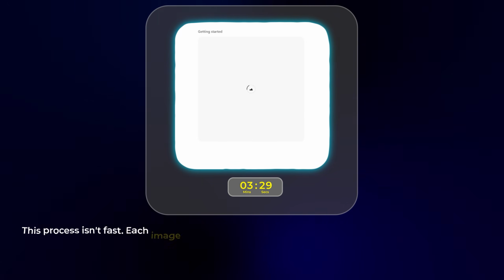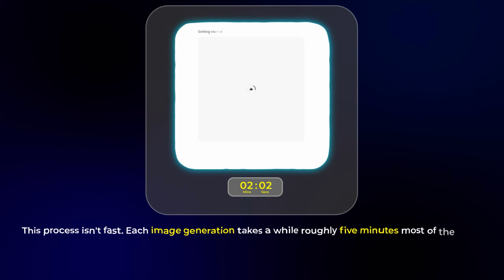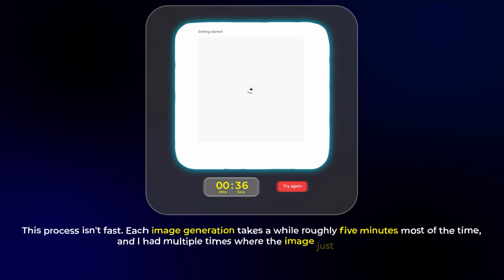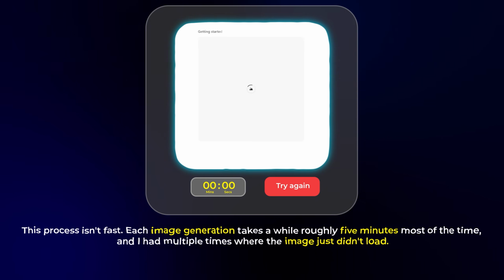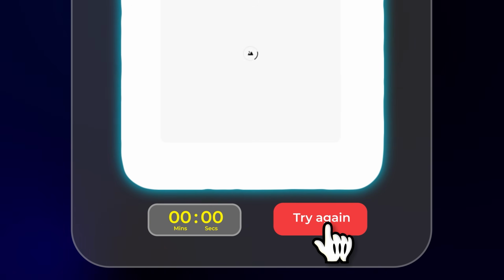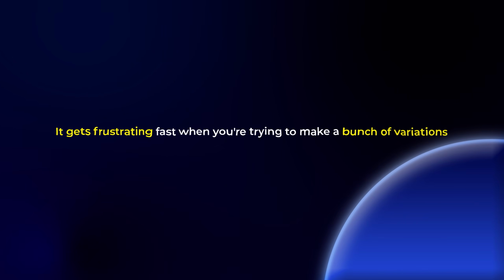However, just a heads up, this process isn't fast. Each image generation takes a while, roughly 5 minutes most of the time. And I had multiple times where the image just didn't load, it failed completely, and I had to rerun the generation again. It gets frustrating fast when you're trying to make a bunch of variations.